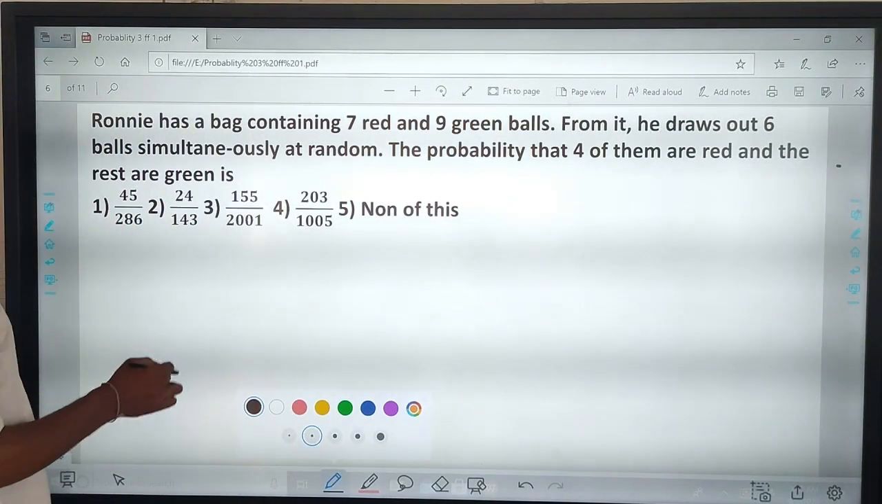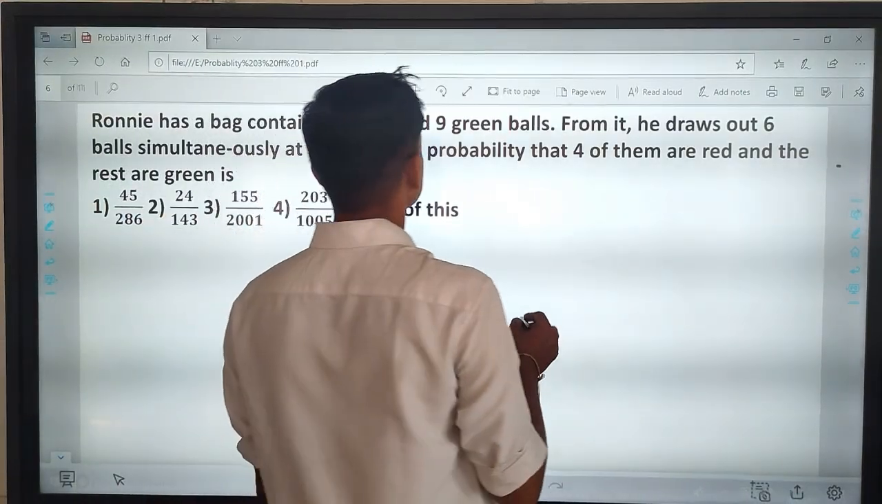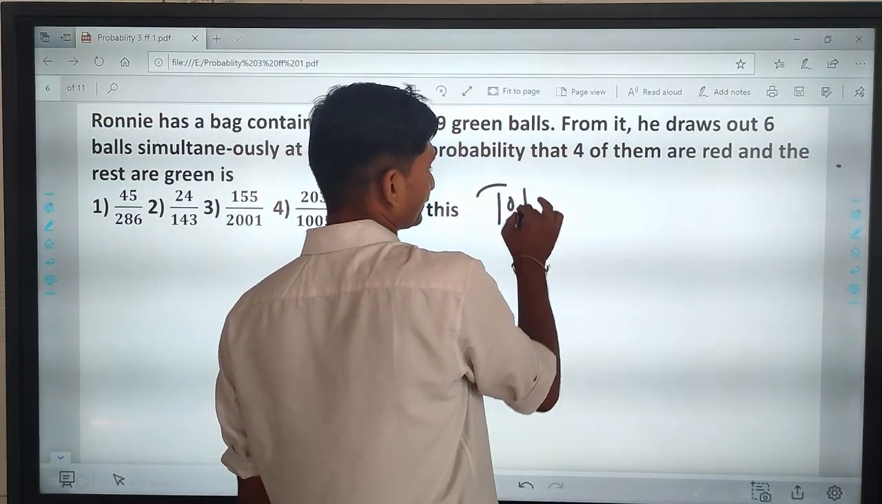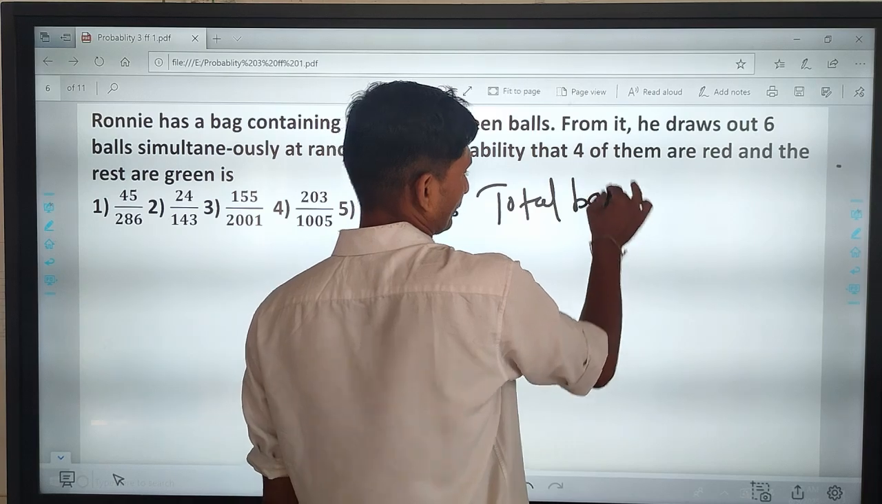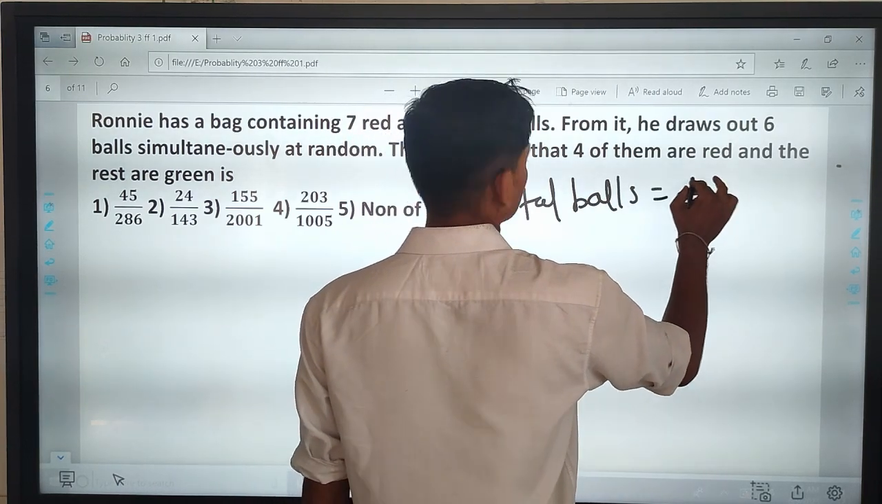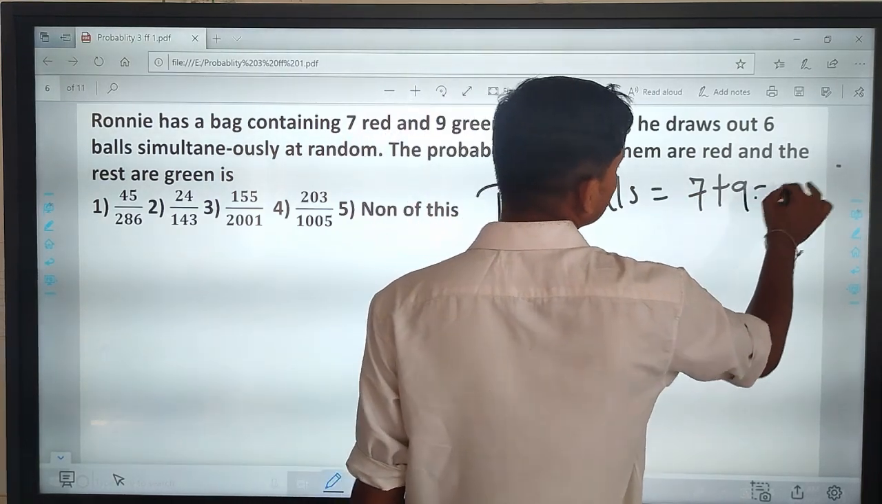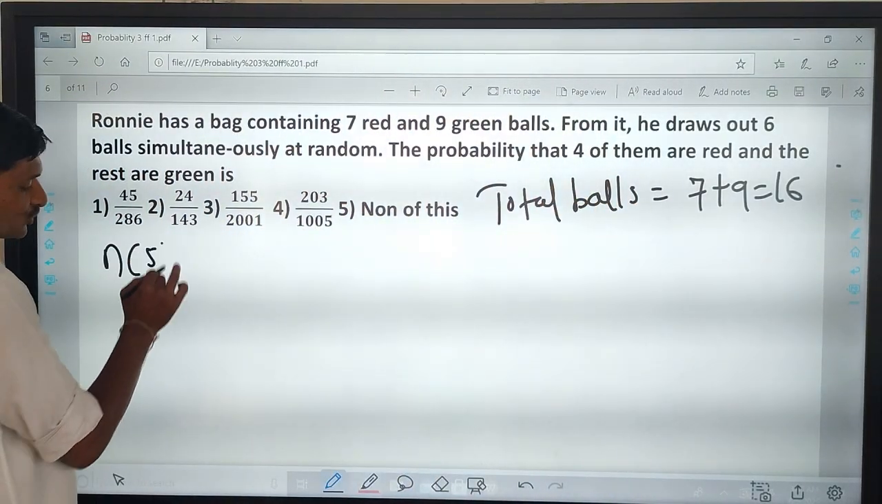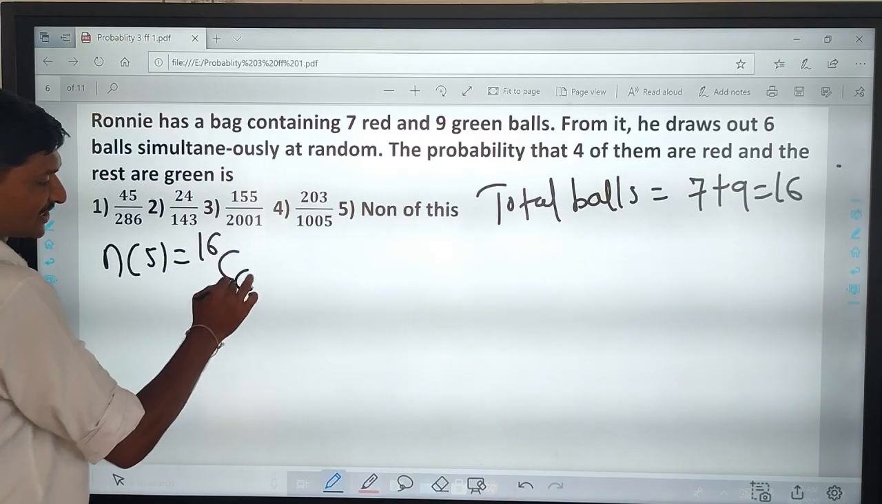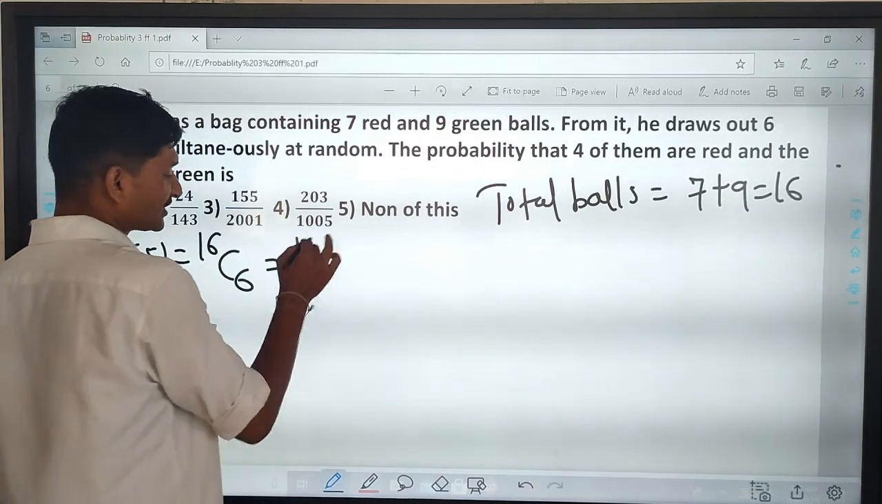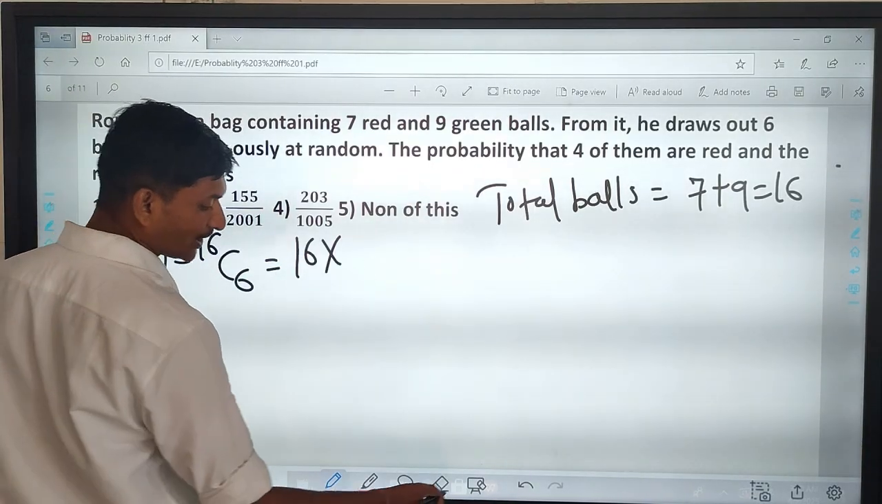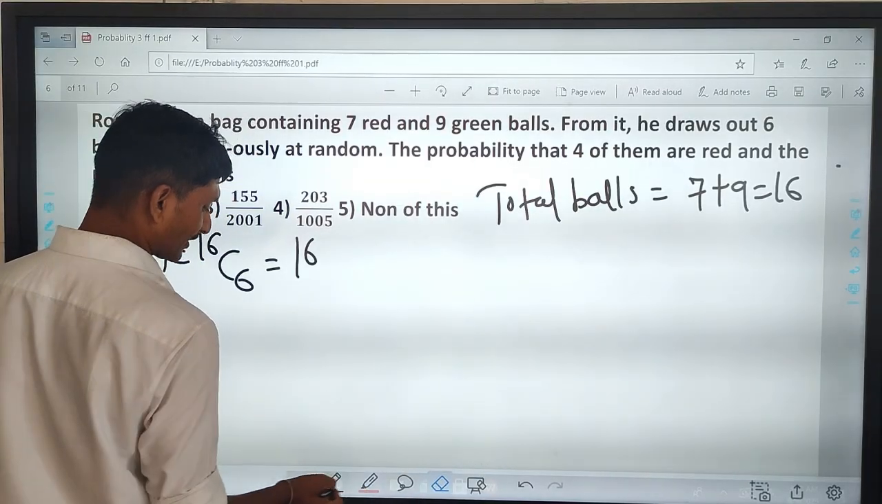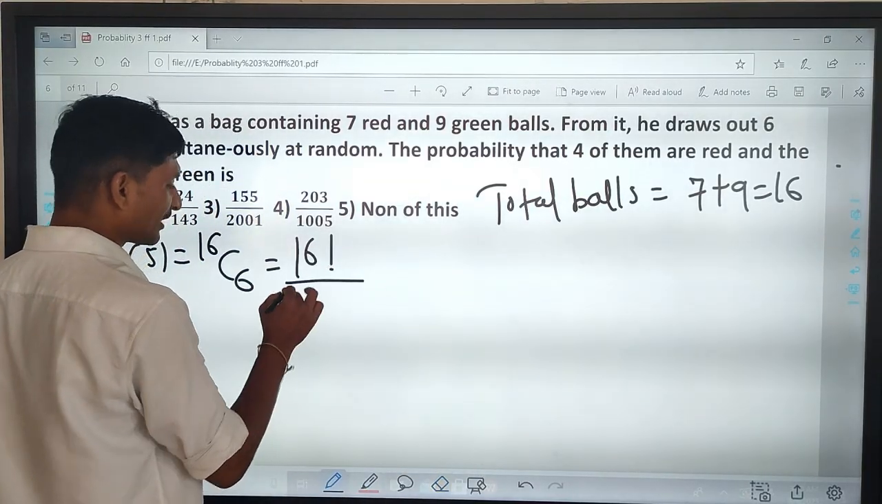Here total balls are 6 plus 7, plus 9. That is 16 balls. Total balls are 16. Then n of S is equal to 16C6. Here 16C6 means 16 factorial divided by (16 minus 6), 10 factorial, into 6 factorial.